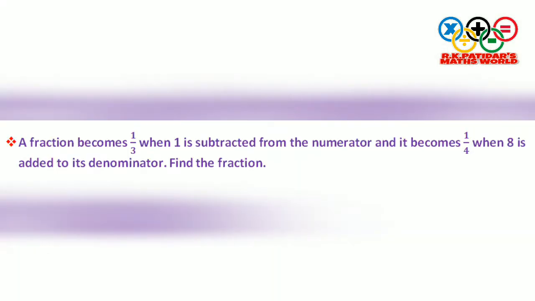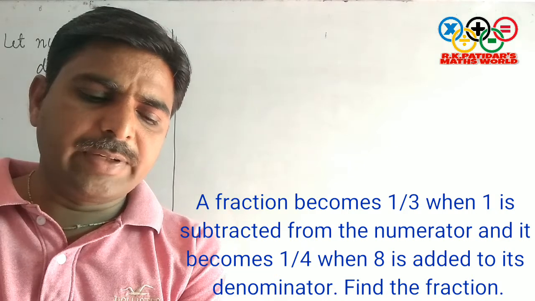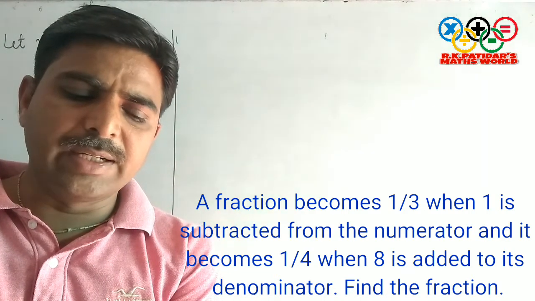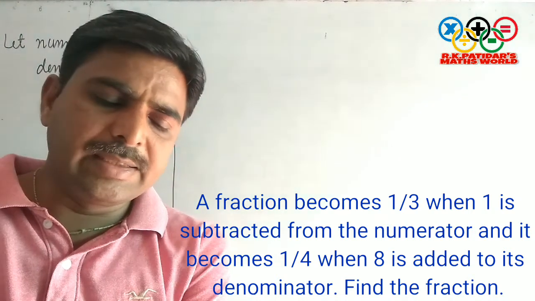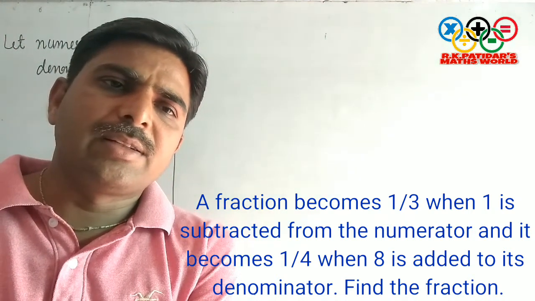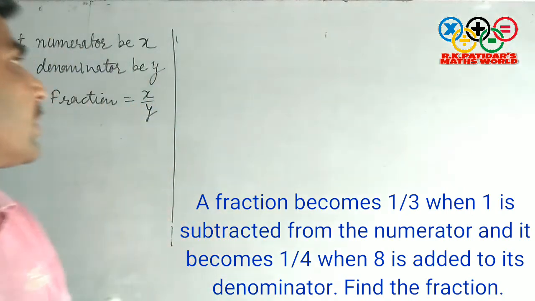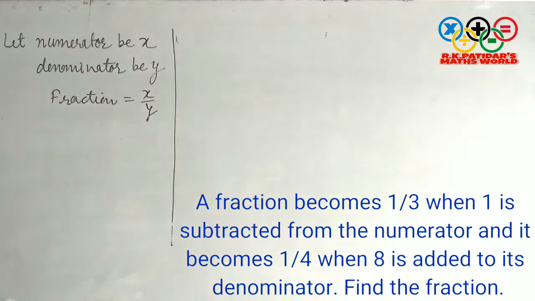What is the question? A fraction becomes 1 upon 3 when 1 is subtracted from the numerator, and it becomes 1 upon 4 when 8 is added to the denominator. So the starting of the question will be the same. Let the numerator be x and the denominator be y, then the fraction will be x upon y.